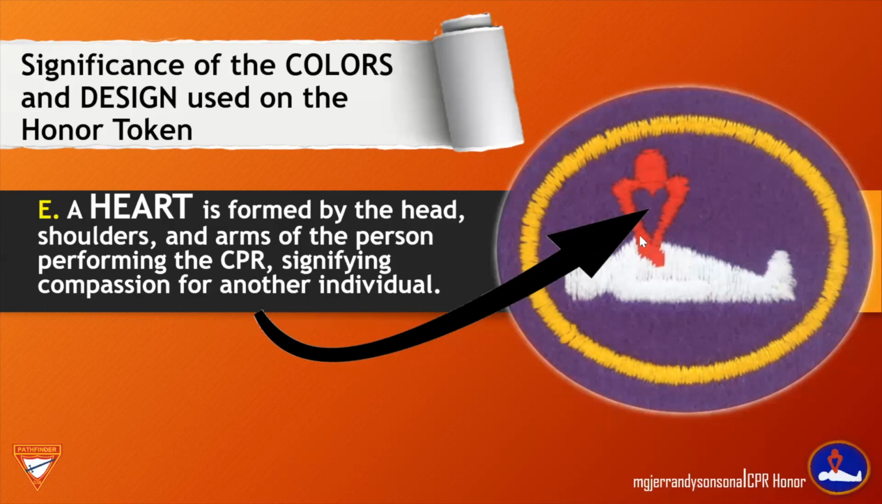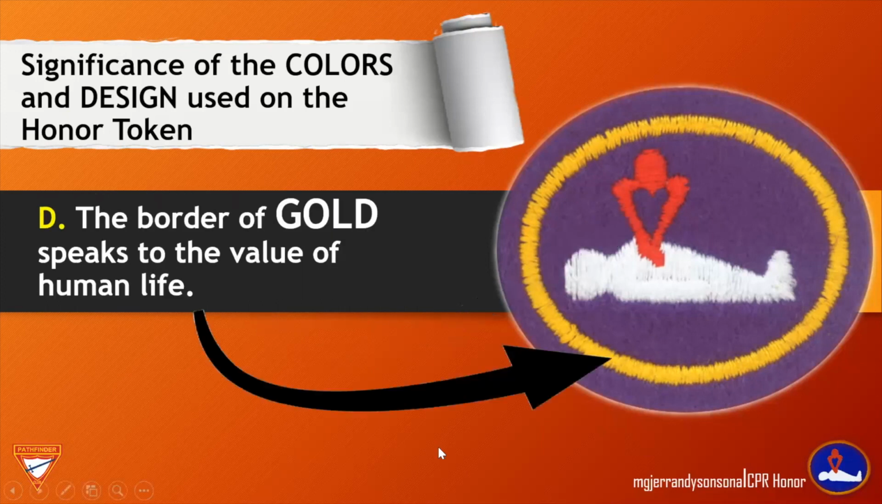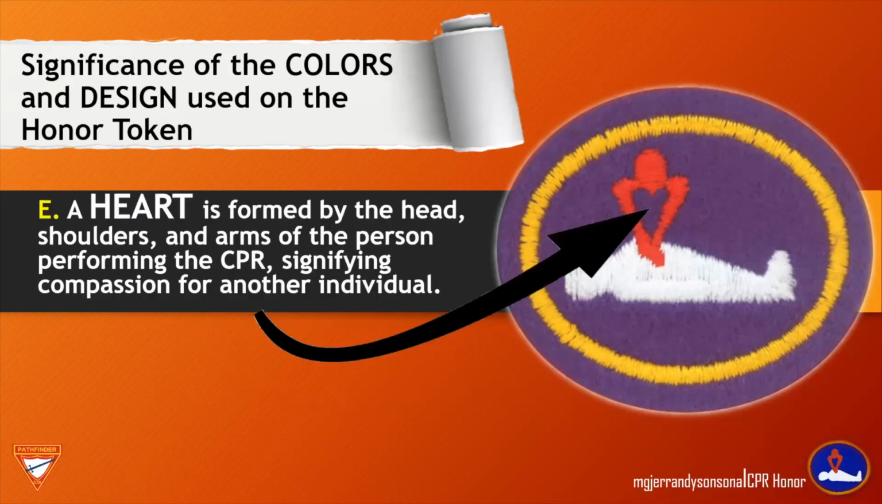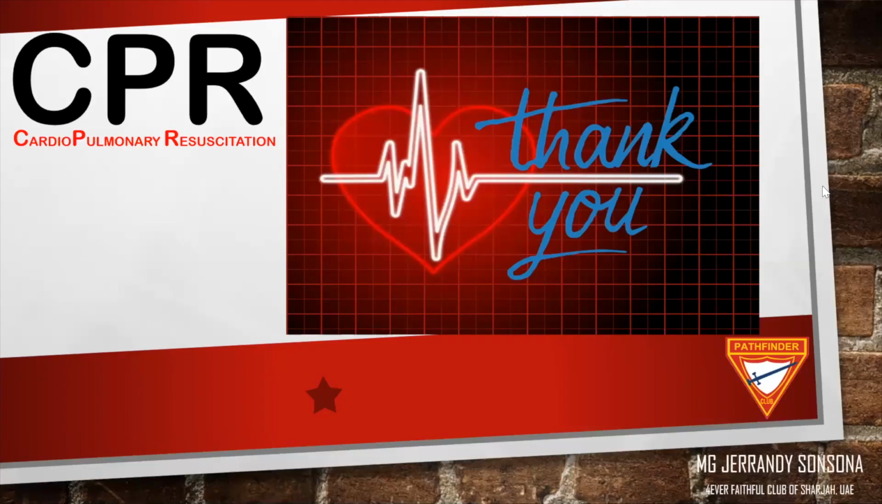The red one is the person who is doing the CPR, who is alive with blood circulation. The gold one signifies what? It speaks to the value of human life. So it is precious. The life of a human is even more precious than gold. And of course, the heart speaks about our compassion when we are performing this skill on a dying patient. And that's all for my presentation this evening. Thank you so much for listening.